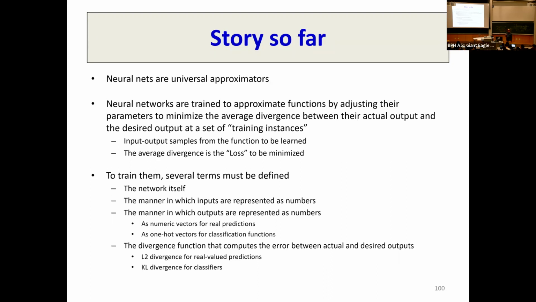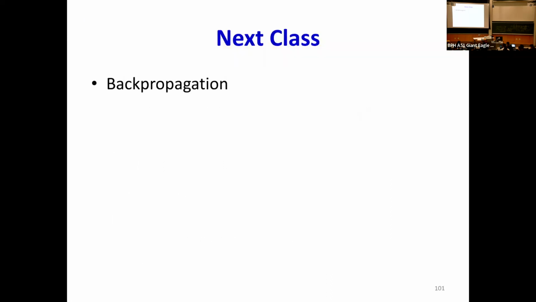To train the network, several terms must be defined. The network itself, the manner in which inputs are represented as numbers, the manner in which outputs are represented as numbers, which is numeric vectors for real predictions, one-hot vectors for classification functions, and the divergence function that computes the error between actual and desired outputs, the L2 for regression, and KL for classification. And once all of these are defined, we are in a position to perform gradient descent, except there's one final step. How do you compute the gradient? And we're going to deal with that in the next class.